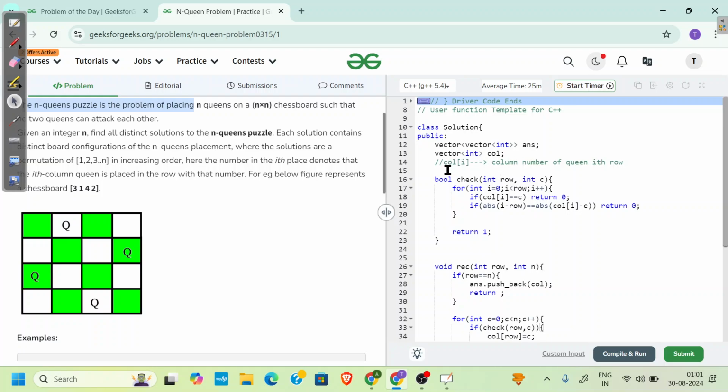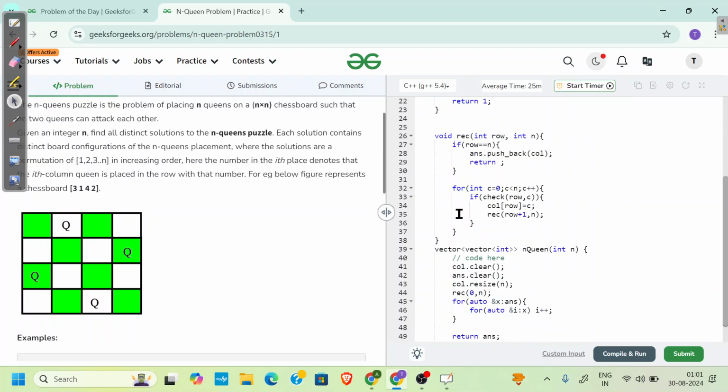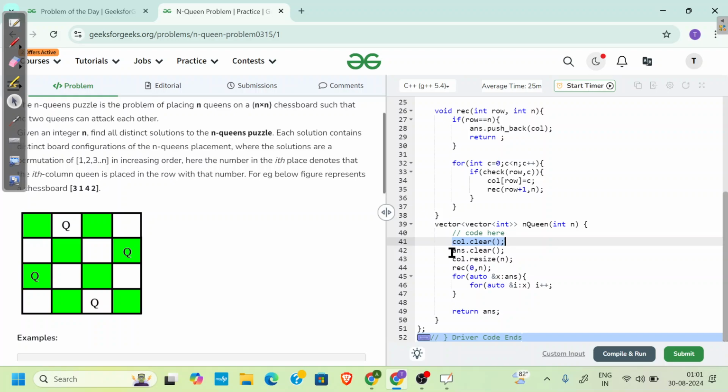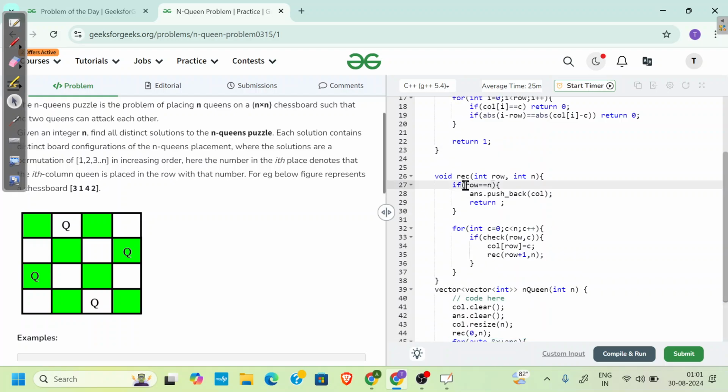So this is the whole function. Col of i is the column number of the queen in the ith row. This is the answer; we have to save all possible solutions. We have cleared the col vector and the answer vector, resized it, and I did zero indexing so that I can directly push col into the answer, and then I will increase everything by one. If I am in row number n, it means I have processed rows 0, 1, 2, 3 up to n minus 1, so all n rows are processed. So I push the col vector into the solution and return from here.